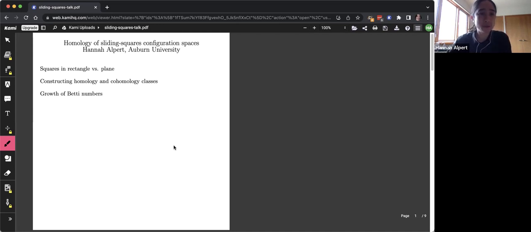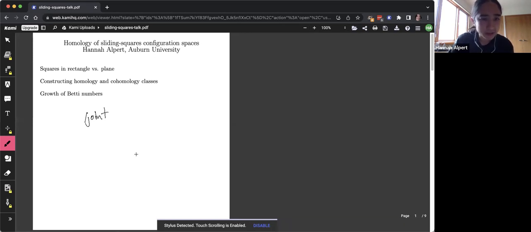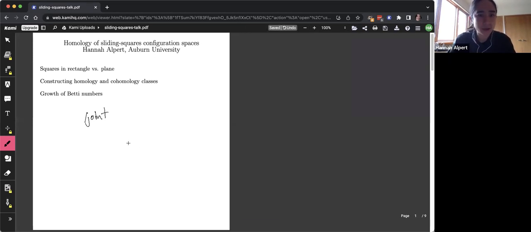So I do have a theorem in mind about estimating Betti numbers of configuration spaces of sliding squares. That result is joint with Matt Kahle and Bob MacPherson.